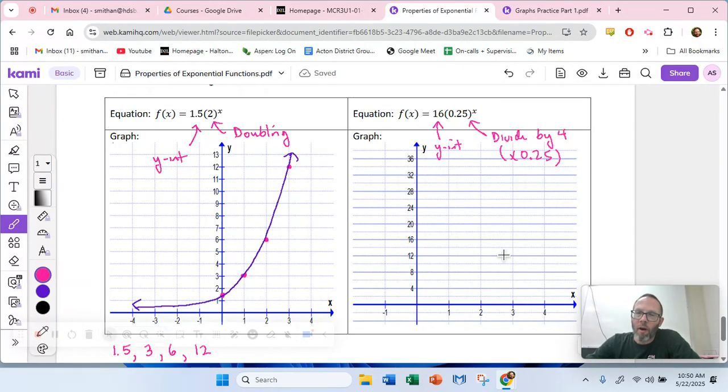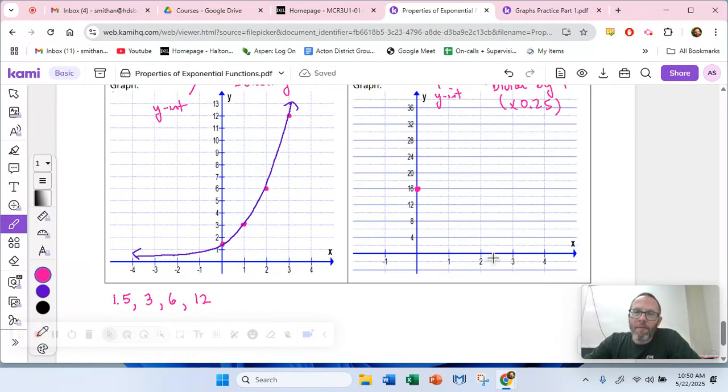But yeah, we know where to start, 16. And then keep dividing by 4. 16 goes to 4, goes to 1, goes to 0.25. And those are our next points. 16, 4, 1. We're getting pretty teeny tiny there. We're approaching the asymptote.